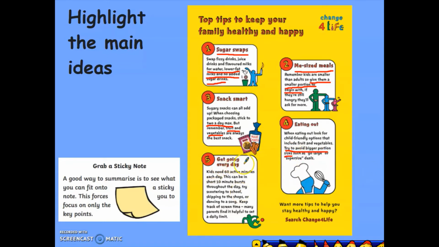And finally, keep going every day. Kids need 60 active minutes each day. This could be in short 10-minute bursts throughout the day. Try scootering to school, skipping to the shops, or dancing to a song. Keep track of screen time. Many parents find it helpful to set a daily limit. The main part in this text is that you need to keep active. So I'm going to highlight kids need 60 active minutes each day.